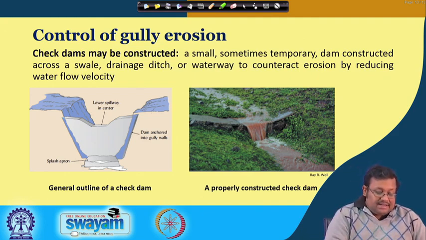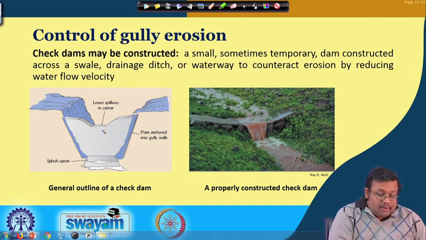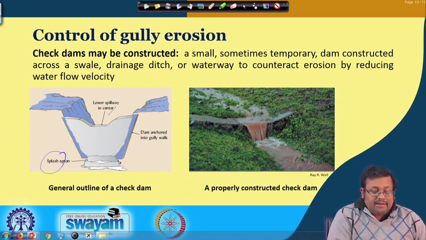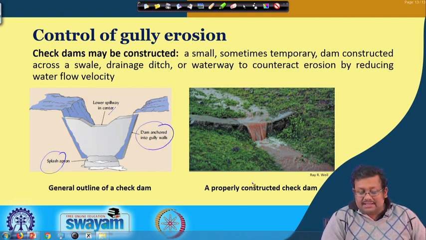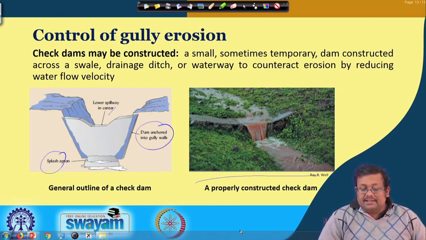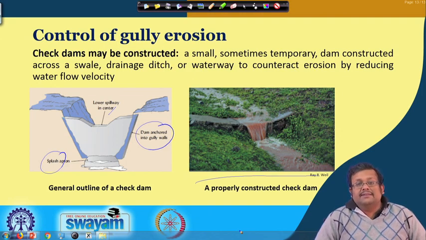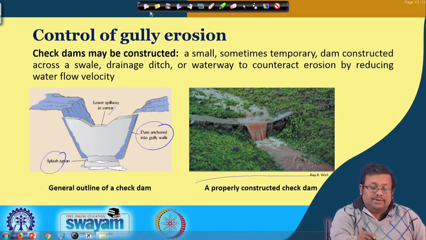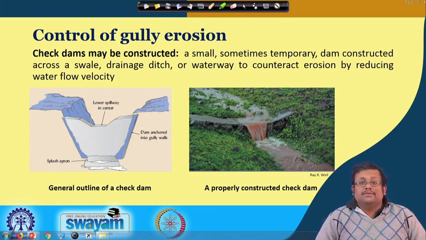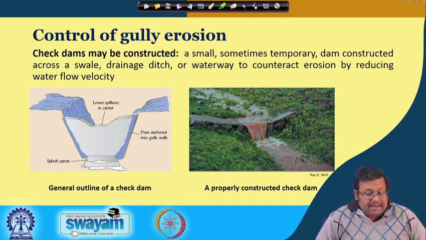So this is the general outline of a check dam. You can see there is a lower spillway at the center, and there is a splash apron just at the bottom of the check dam, and the dam is anchored into the gully walls. These check dams are made to reduce the velocity of the water flow so that it causes a lesser amount of soil erosion. So this is one of the most effective ways of controlling gully erosion.